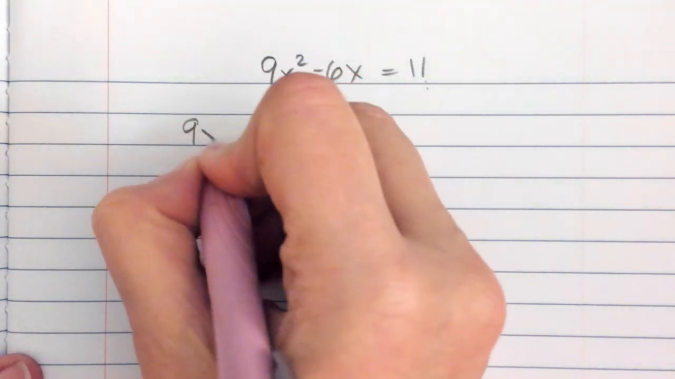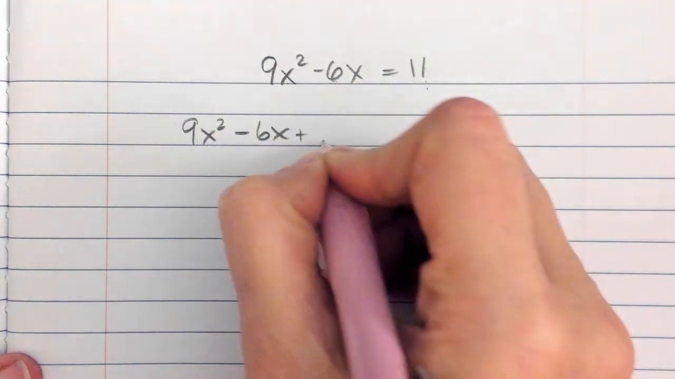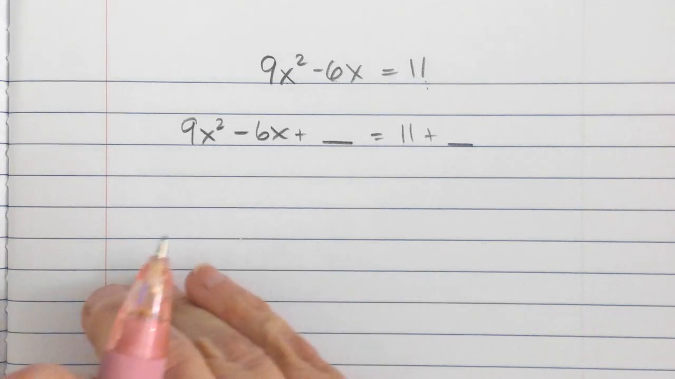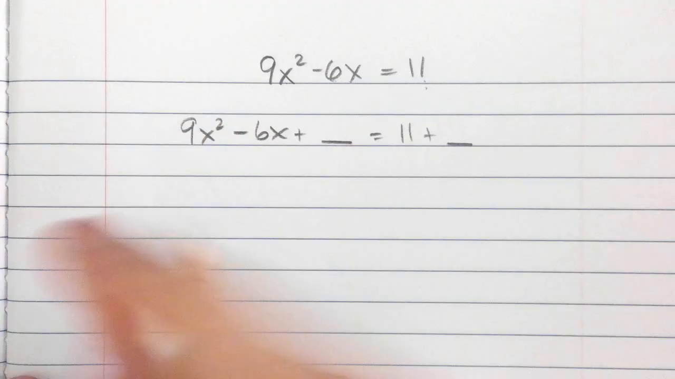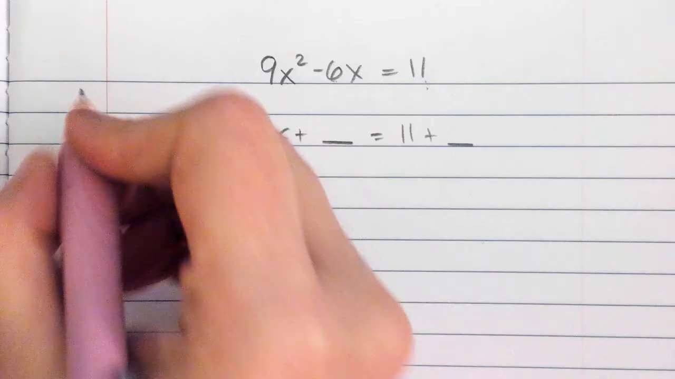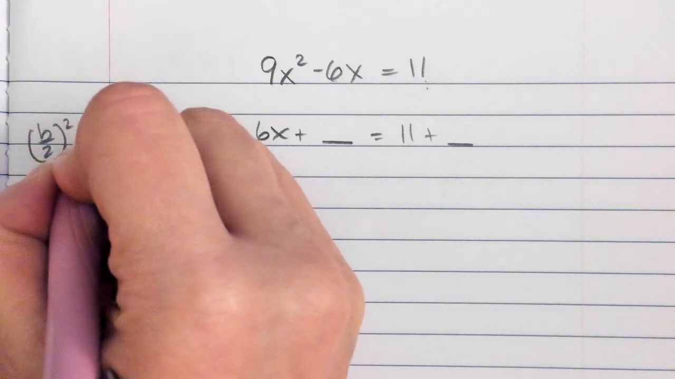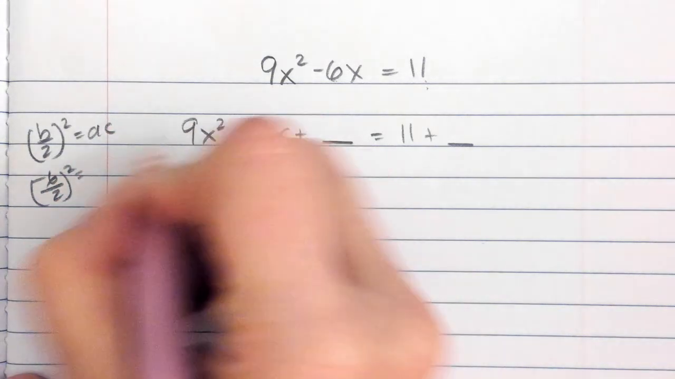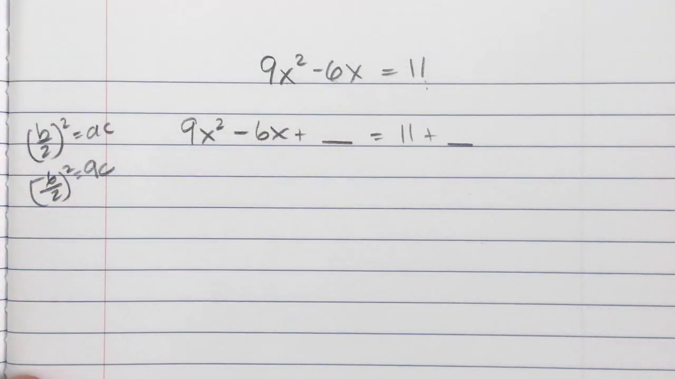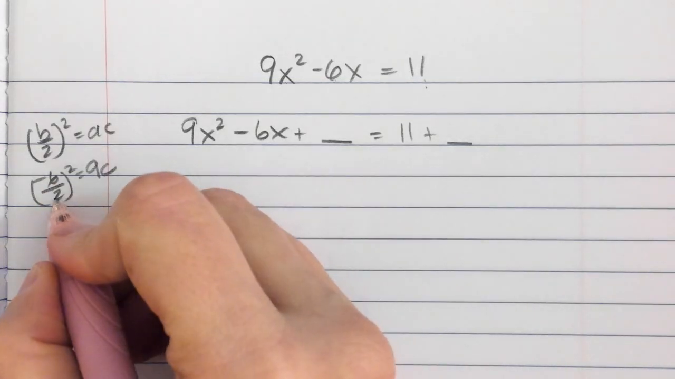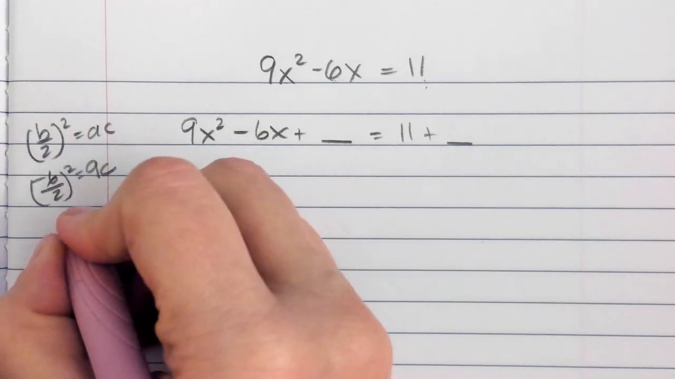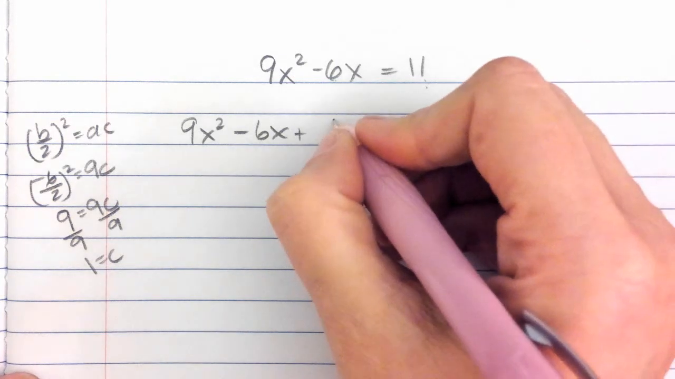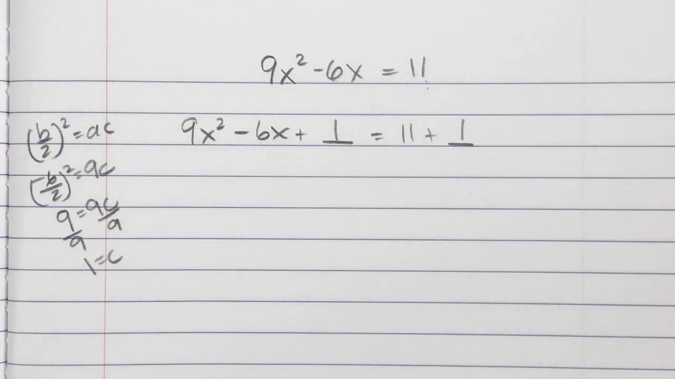So I'm going to rewrite this 9x squared minus 6x plus blank equals 11 plus blank. Okay? This is why b over 2 squared equals ac is important. Okay? So let's look now. To figure out what we add, we take b over 2 squared equals ac. Well, b is negative 6 over 2 squared equals a is 9c. Aha! Okay, so negative 6 over 2 is negative 3. Negative 3 squared is 9 equals 9c. When I divide both sides by 9, I get 1 equals c. So I have to add 1 to both sides.